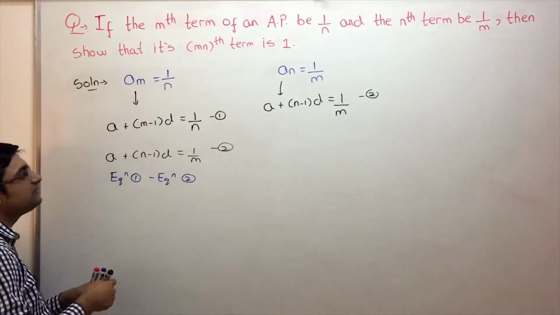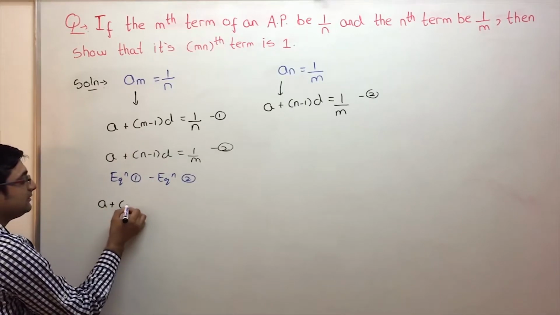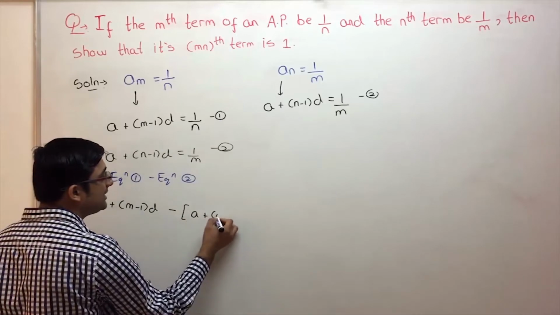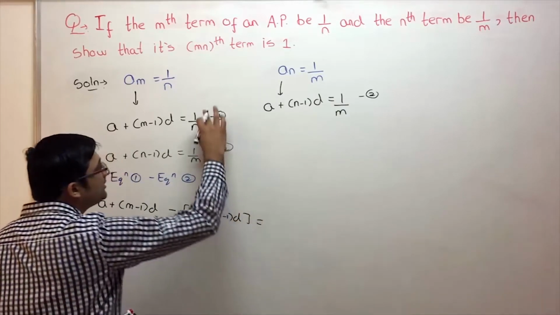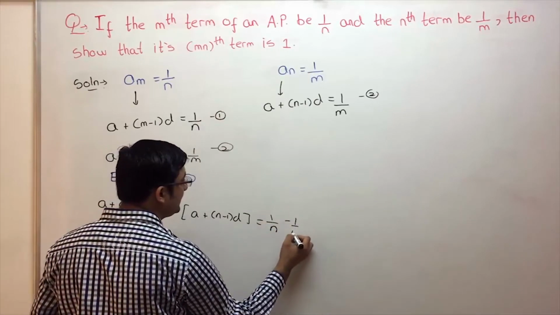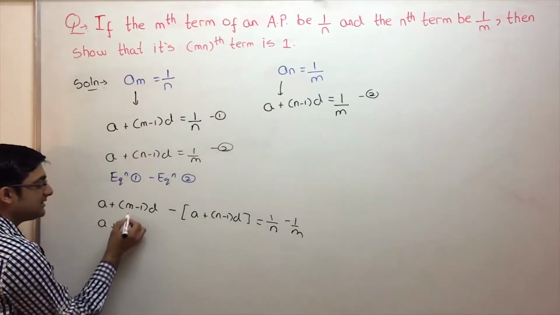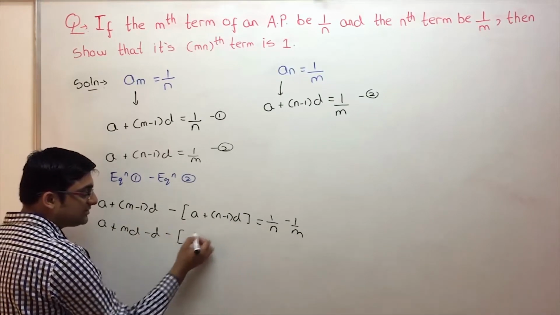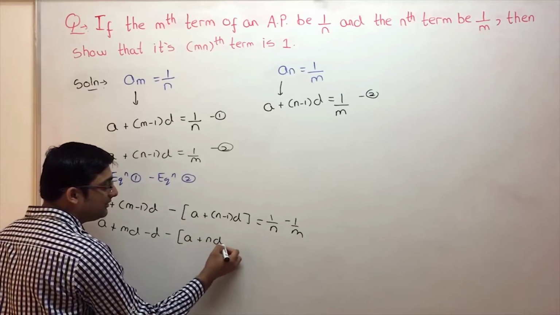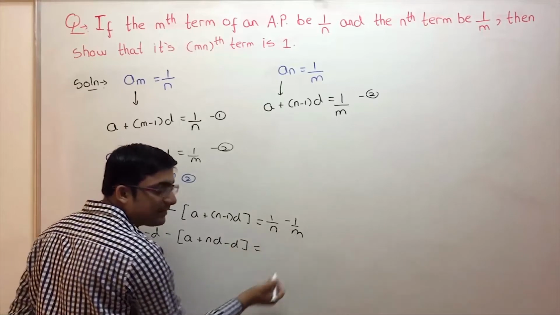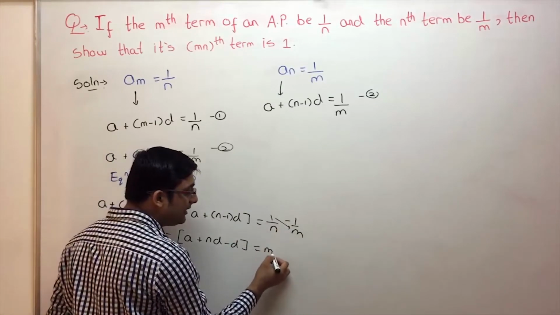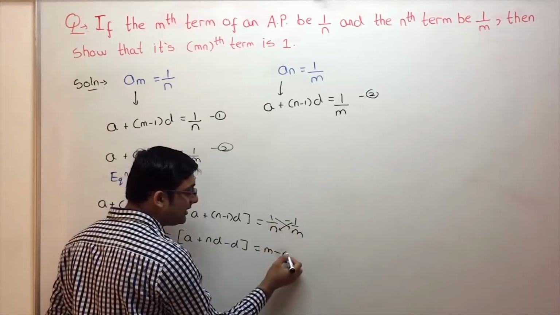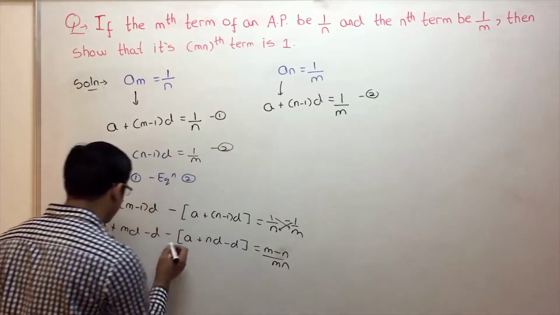So equation 1 minus equation 2 means LHS of equation 1 minus LHS of equation 2, in bracket a plus (n minus 1) d, is equal to RHS of equation 1 minus RHS of equation 2. So let's open this. A plus m into d, md, minus 1 into d, minus d, minus, let's first simplify this, a plus n into d, nd, minus 1 into d, minus d. 1 by n minus 1 by m, just cross multiply, 1 into m, m, minus 1 into n, n, upon mn. Is this clear?